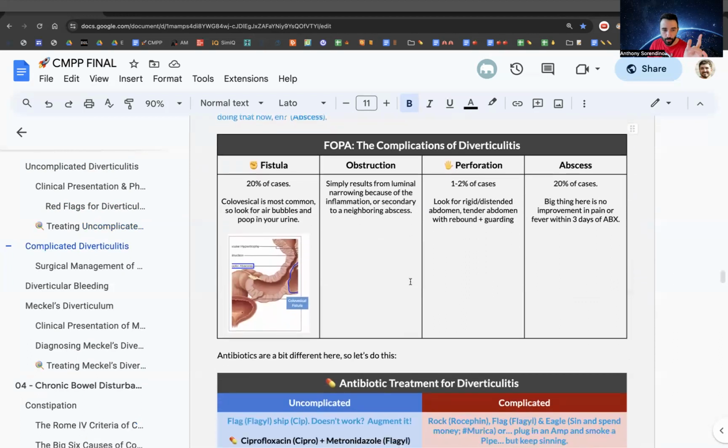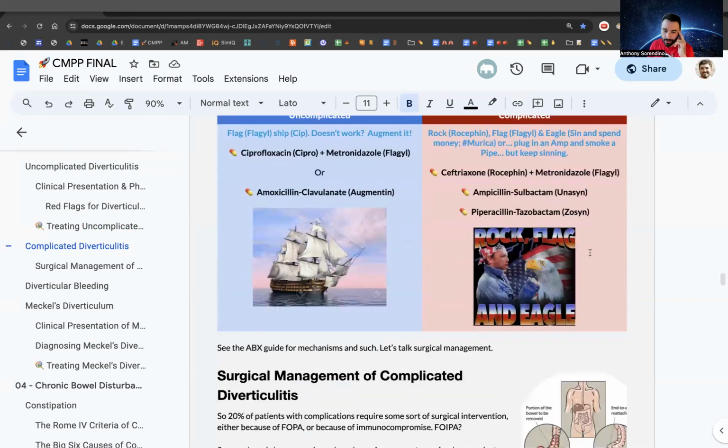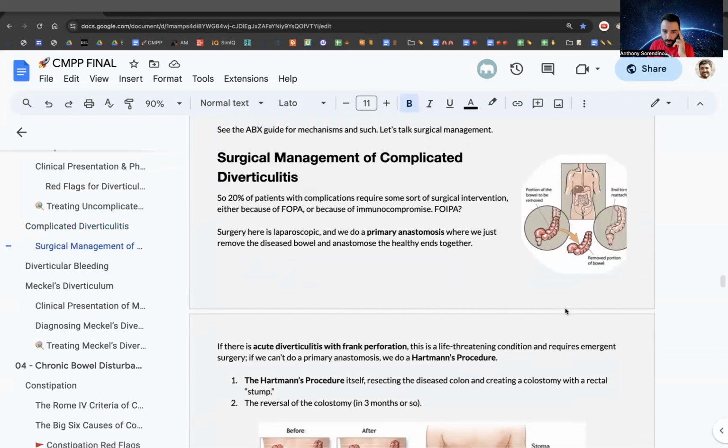All right, we talked about FOPA here. You can get a fistula, but the colovesical is most common. So the bladder one, look out for that. Perforation is pretty rare, but it can happen. And then an abscess. A big thing to suggest an abscess is no improvement in pain or fever within 3 days of the antibiotics. So, you know, kind of makes sense.